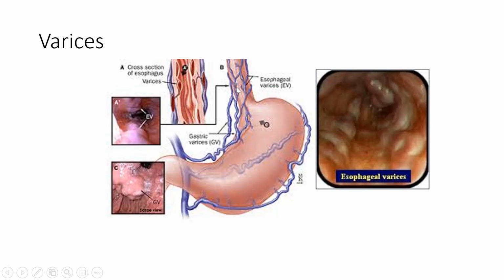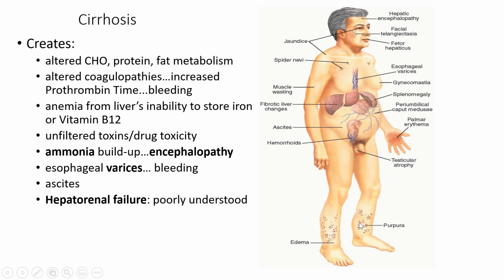Here's just another picture of the circulation around the esophagus, and then these just all pop like your varicose veins in your legs, which unfortunately can be life-threatening. And we actually already talked about cirrhosis. Here's just another one of those lovely graphics that shows many things, so I'm not going to talk about this one.